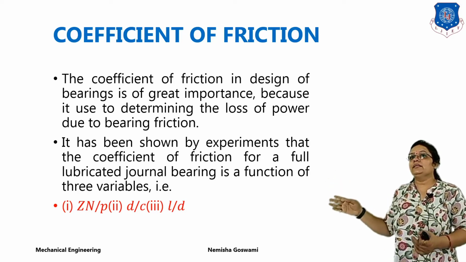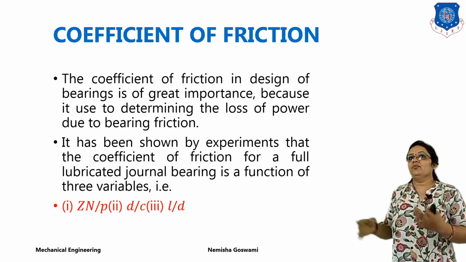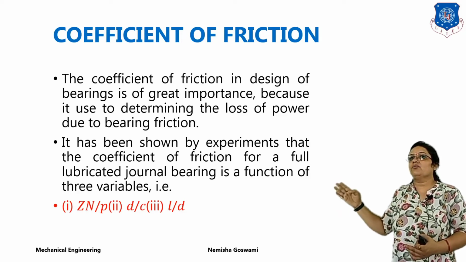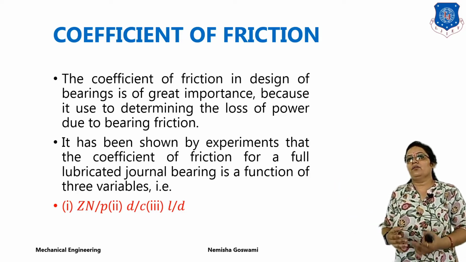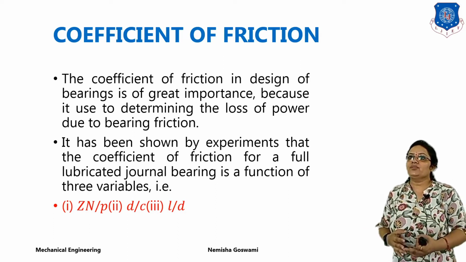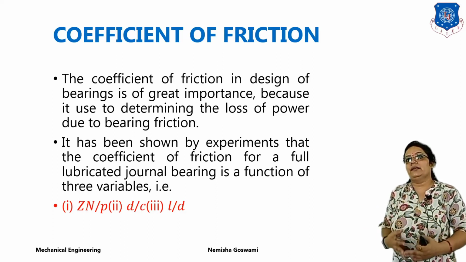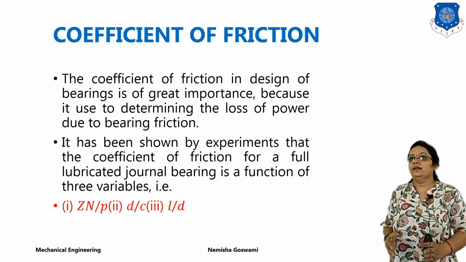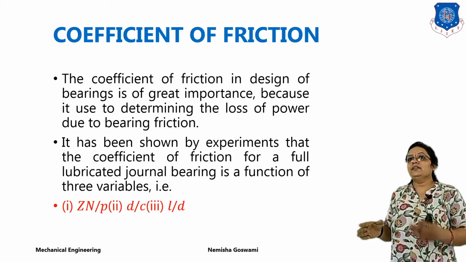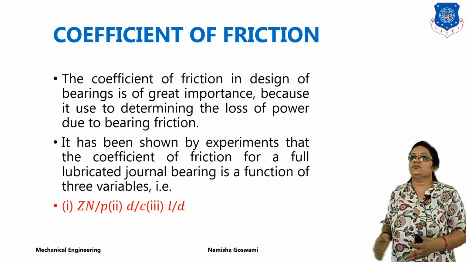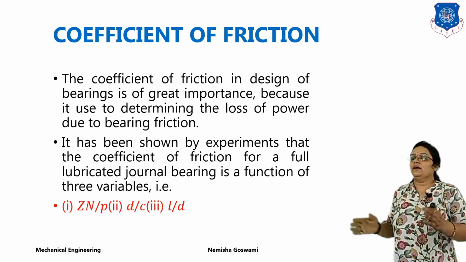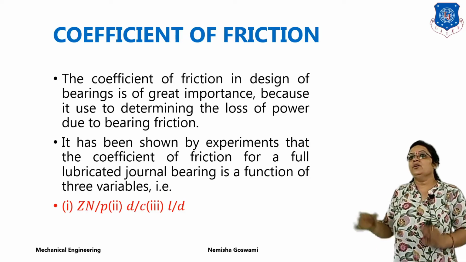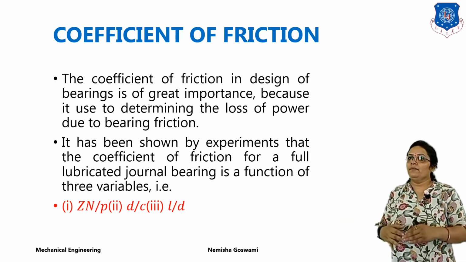So what is Zn by P? We know this is your bearing characteristics number. Z is your viscosity, N is the RPM of your shaft or rotating or moving element, P is the bearing pressure, which is given by load per unit projected area, D is the diameter of your journal, and C is your diametral clearance. L is the length of bearing, and D is the diameter of journal. In the design data book, all these values are given for different types of bearing, so we can directly take these values from there.